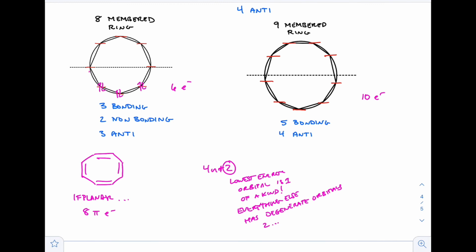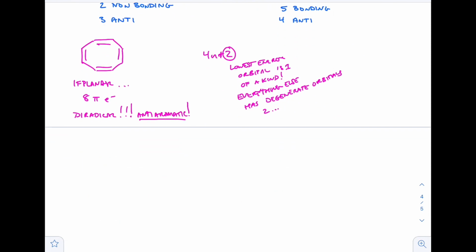And look at the cyclooctatetraene and the Frost circle. If we have 8 pi electrons, you can see that there's 2 unpaired electrons in the non-bonding orbitals, and that makes it a diradical, right? And it's anti-aromatic, but that's if it's planar, right? So remember, cyclooctatetraene is not planar.